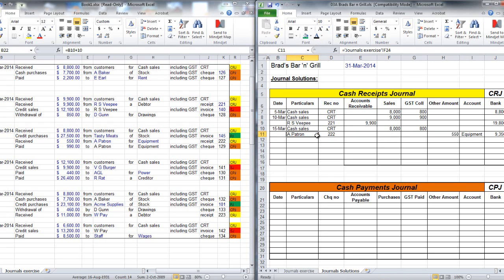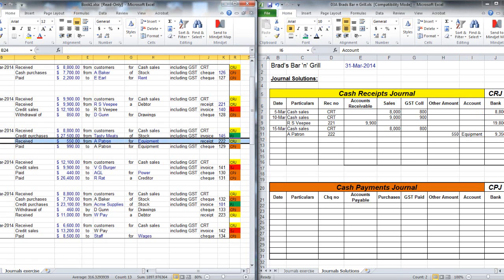And then again, this time we sold some equipment, but it's nothing to do with accounts receivable. It's not really a sale. It's just some equipment we sold. And this is the account. This account here. So let's just show you where we are. We are just there. Sold equipment, our own business equipment.